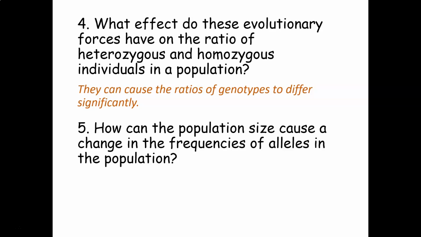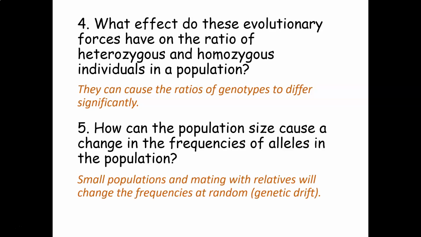And number 5 says, how can the population size cause a change in the frequency of alleles in a population? Think about what we just said. So the smaller the populations, the more likely you're mating with relatives, the more likely that's going to cause the frequencies of alleles to change at random. There's not a predictive manner in which those allele frequencies increase or decrease. So that goes back to that concept of genetic drift.